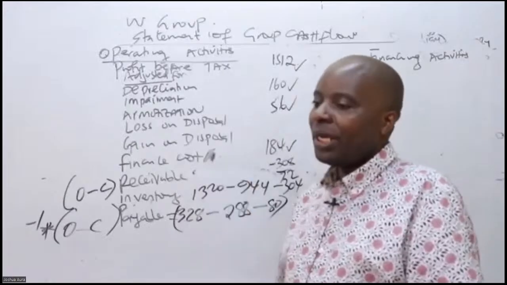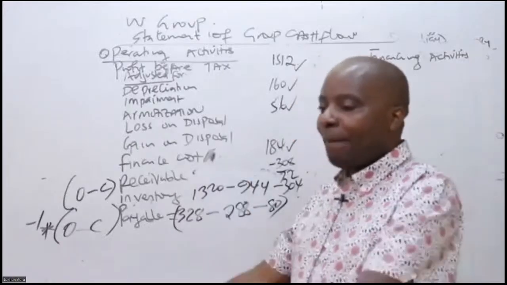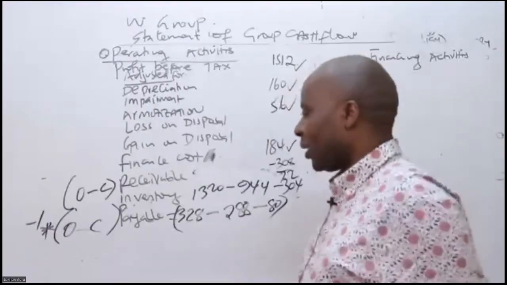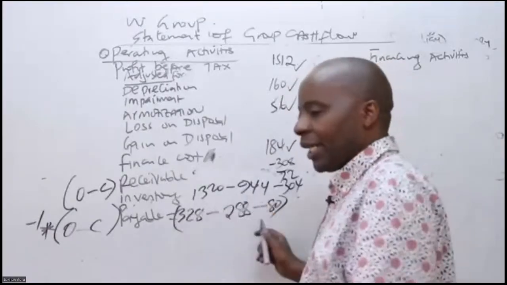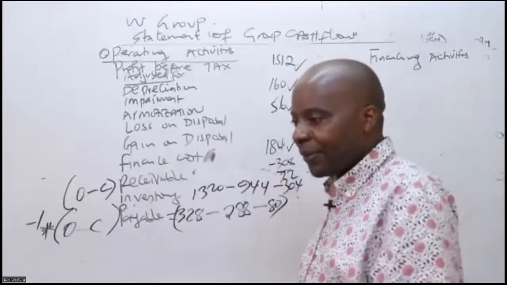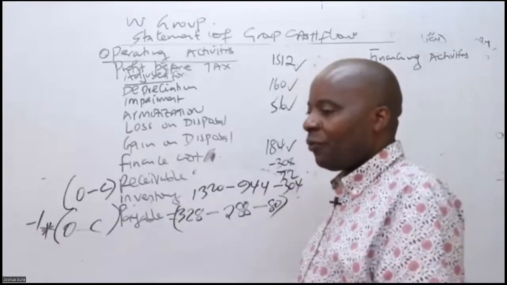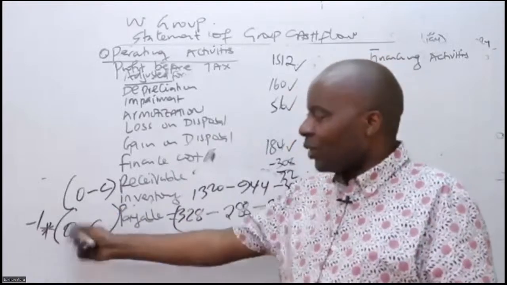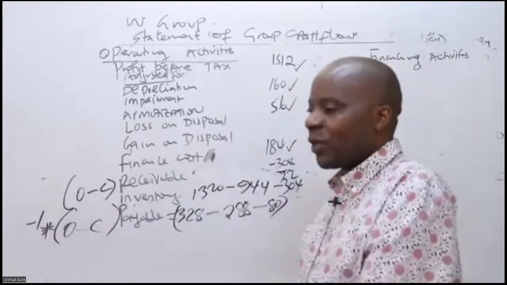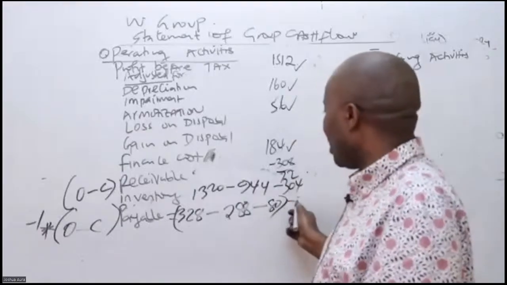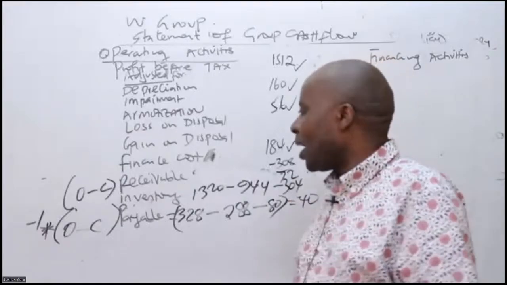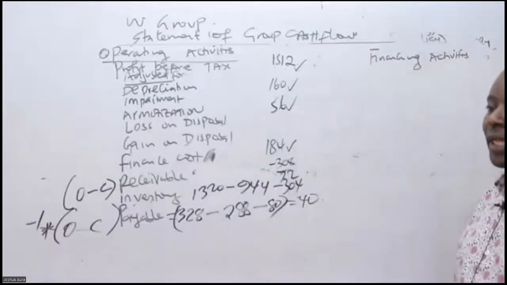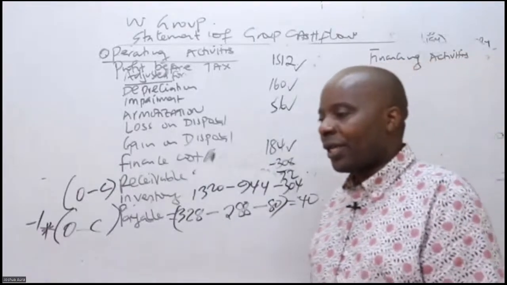And then whatever I get, I will come and multiply with -1 because payable is a liability. Whatever I get there, I will remember to multiply with -1. Noted, that one will easily confuse you. Now we have resorted to working with this, and then we say times -1. So the correct answer there is 40.